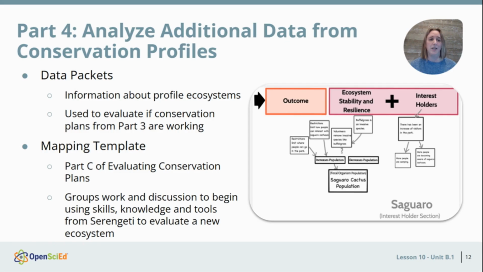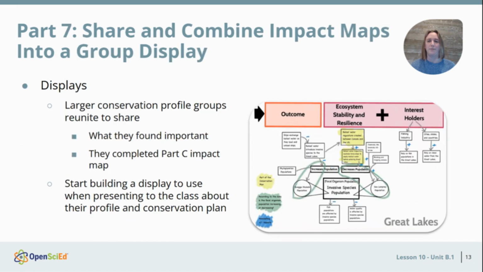I believe that Part C of the Evaluating Conservation Plans document is the most important part of this lesson. This is where the kids are really starting to put together all of their learning from the Serengeti unit together to explain a new ecosystem. Students do struggle to complete this portion of the task, so I do keep printouts of the answer key from the teacher folder with me so that I can do a quick peek and steer them in the correct direction.